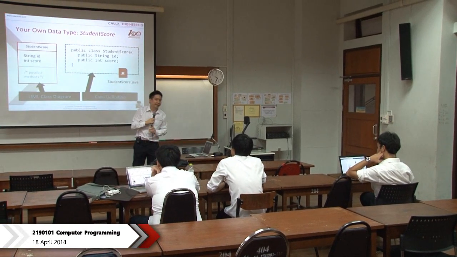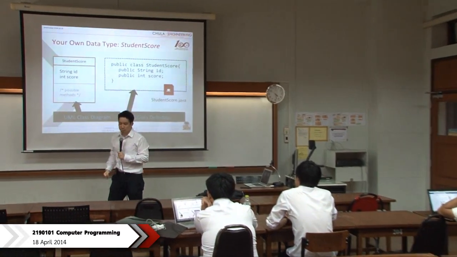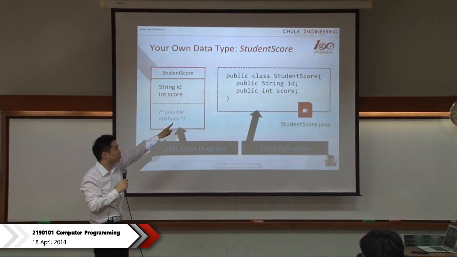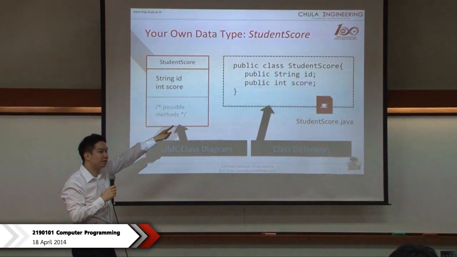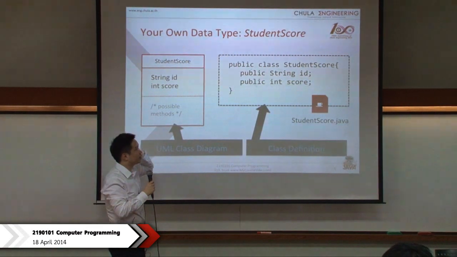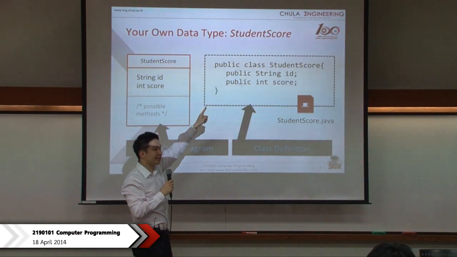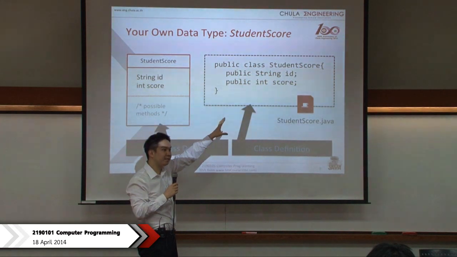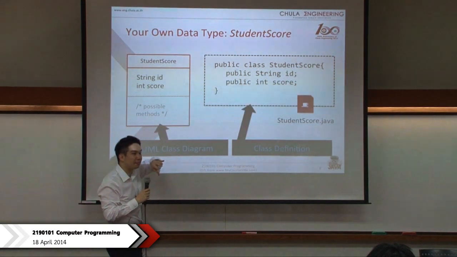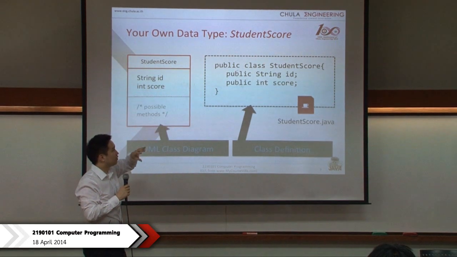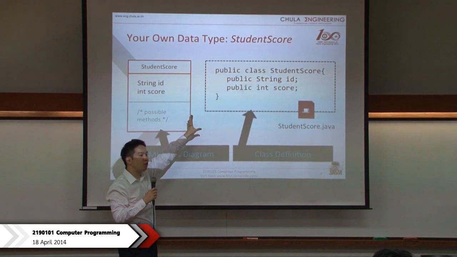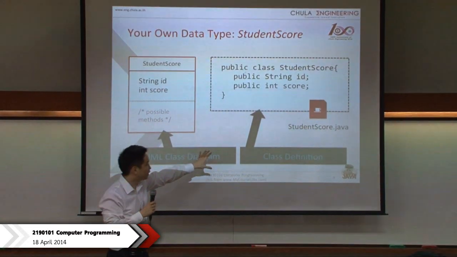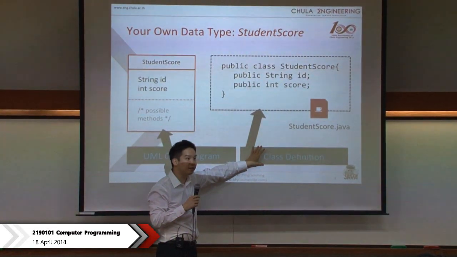And this is why we create the class called what? StudentScore. And each StudentScore is composed of what? A string ID and the int score. Does that make sense? So on the final exam, you better have your own data type. Create your own data type, which we also call class definition.